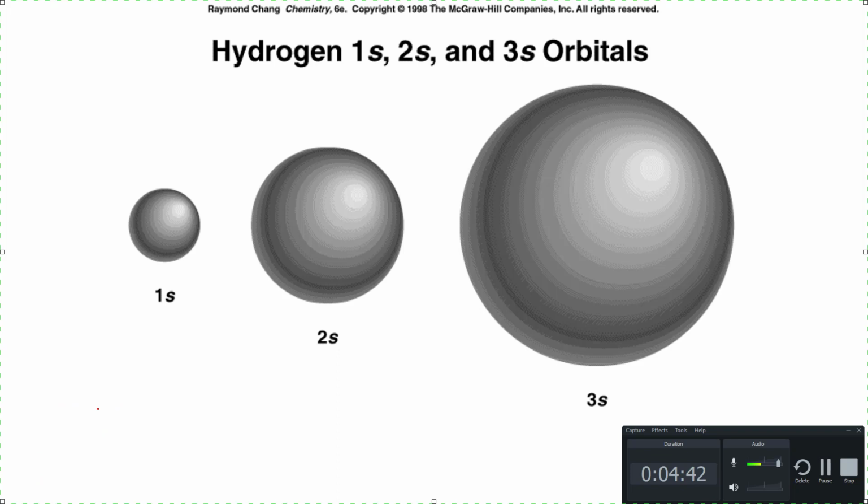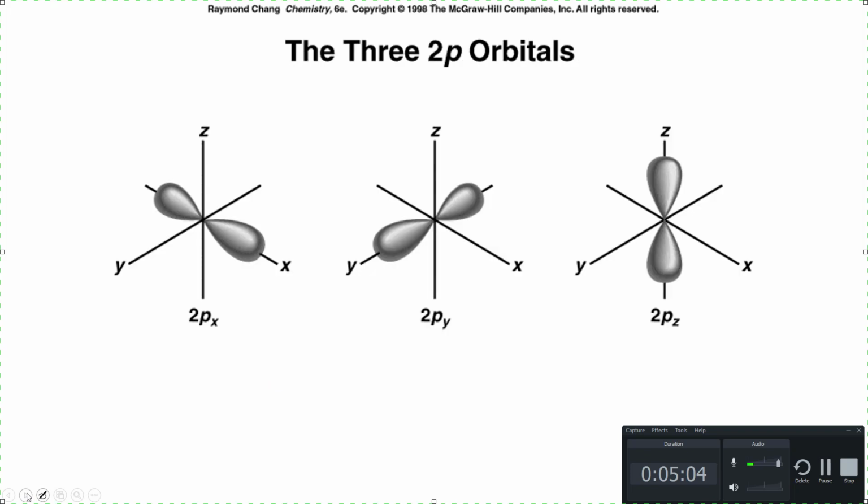So just to review, s orbitals are spherical. The principal quantum number 1 is the row number on the periodic table. 1 says electrons are closer to the nucleus than 2 or 3. As the principal quantum number gets bigger, the position of the valence electrons moves further away from the nucleus.